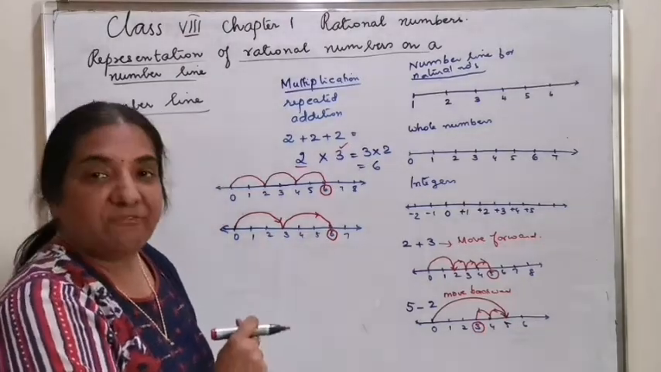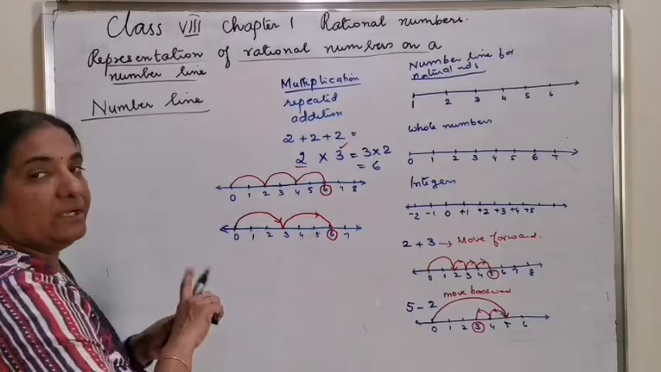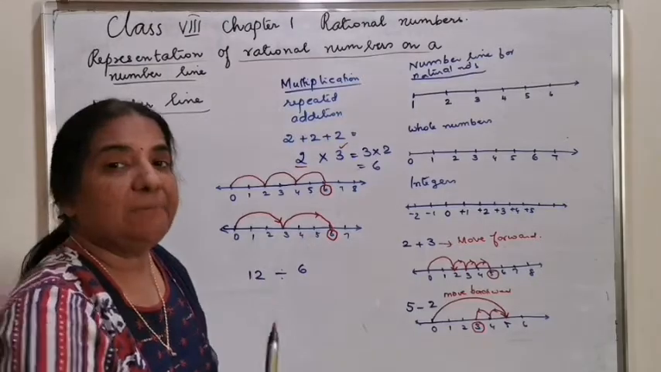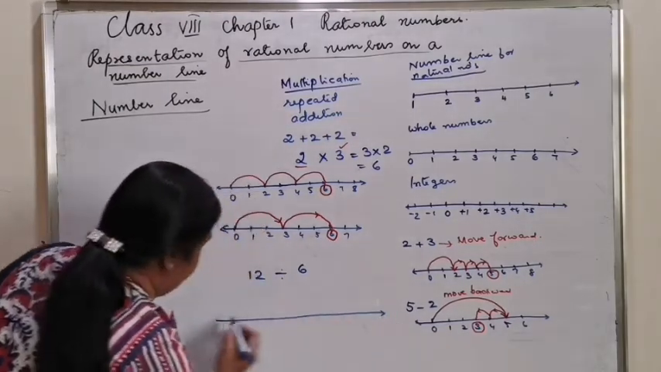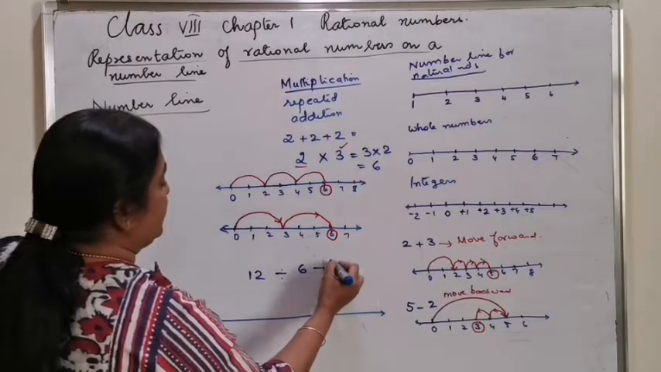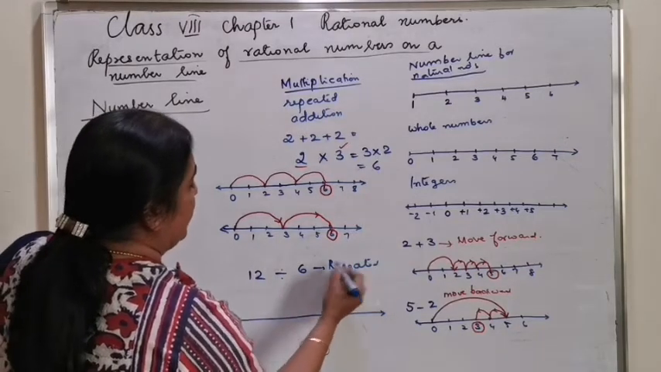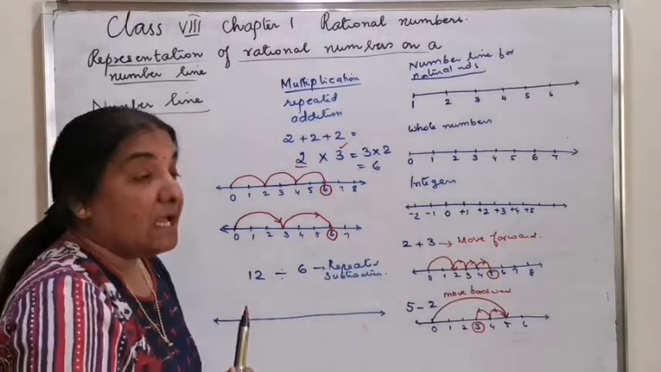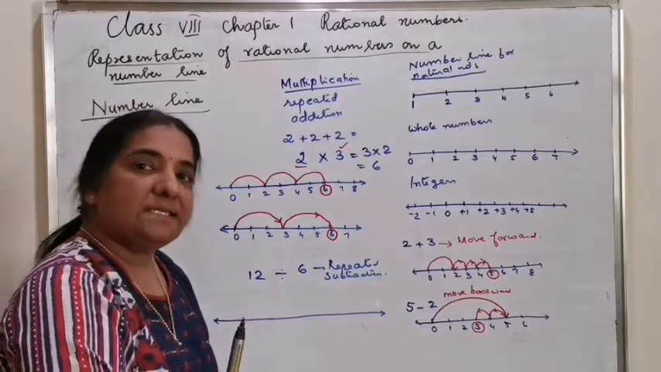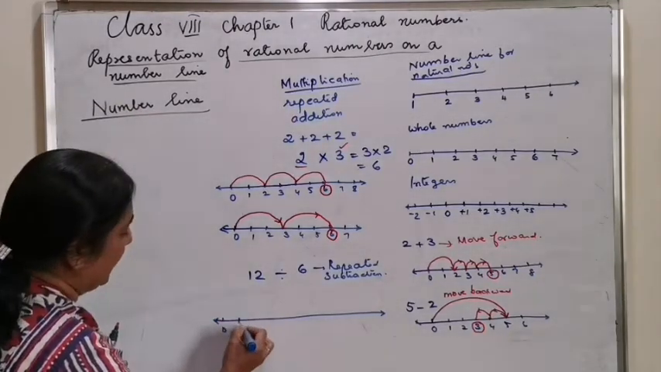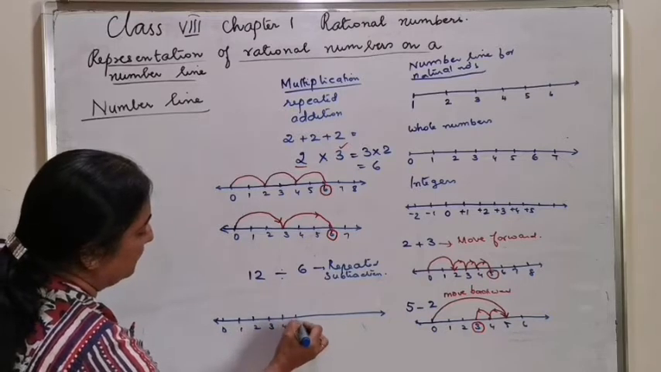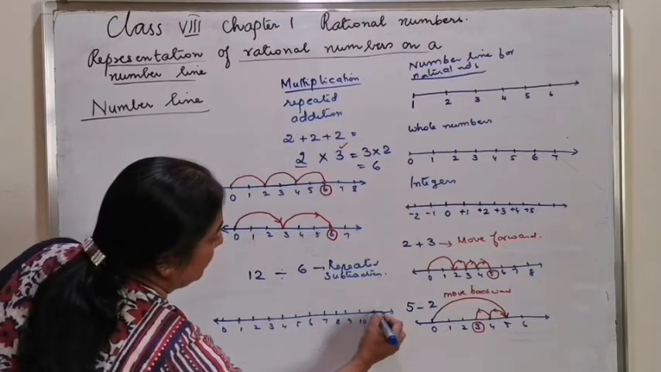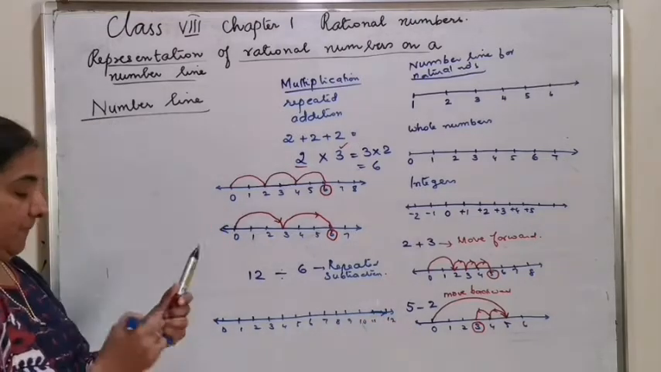Similarly, how do you divide? You have to divide 12 divided by 6. How do you use a number line? You will use a number line, and division is considered as repeated subtraction, and the answer is how many times you are subtracting. The number line will go up to 12: 10, 11 and 12.